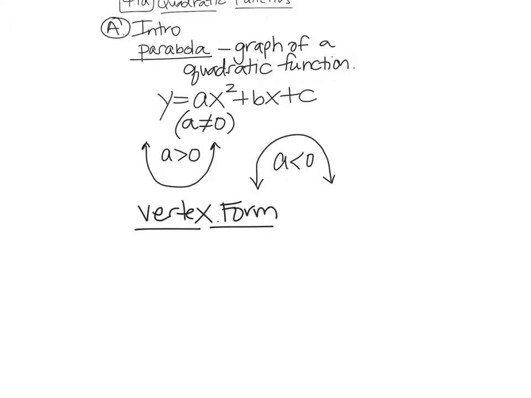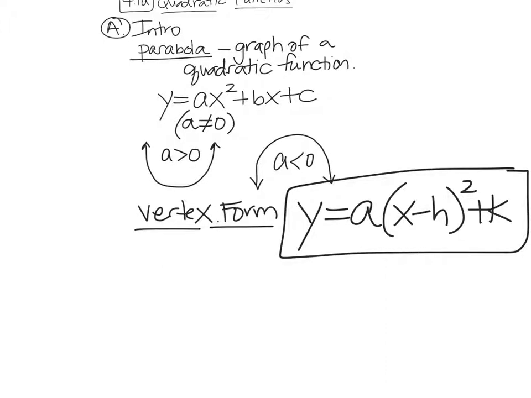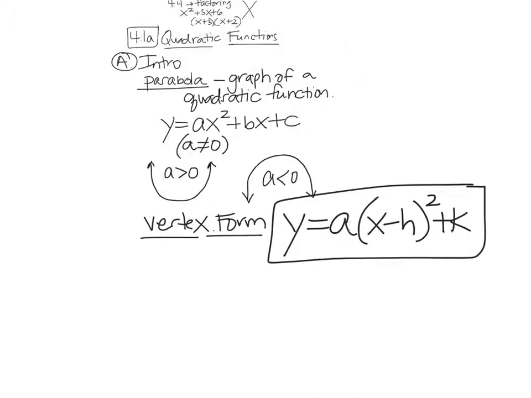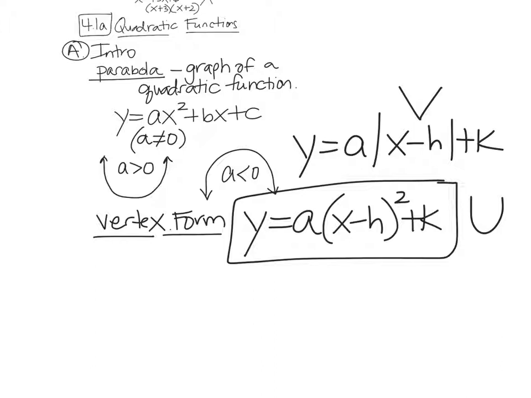It looks like this. y equals a, and that's the same a that you see here, parentheses x minus h squared plus k. All right? And this should look kind of familiar to you because we did this when we did absolute value. Here was the absolute value one. It was a absolute value x minus h plus k. Do you remember that one? Yeah. This is the same thing, except this is a v and this is a u. But everything else is exactly the same. You're going to be shifting the same ways that we do here and we do there.